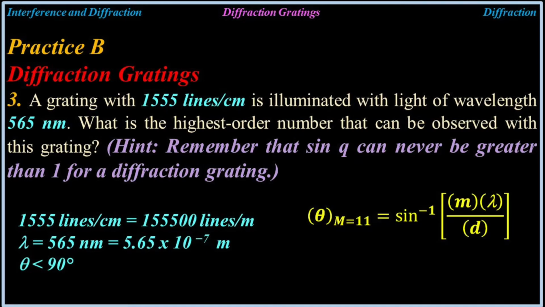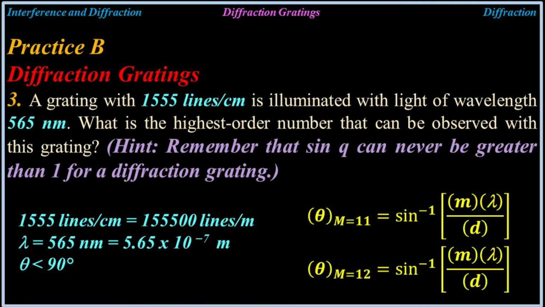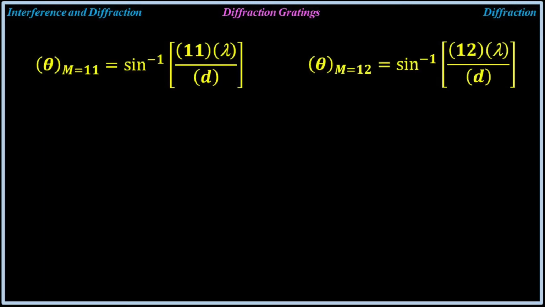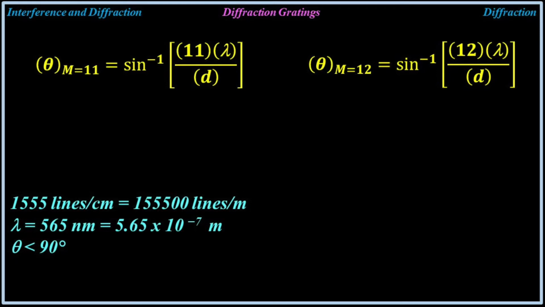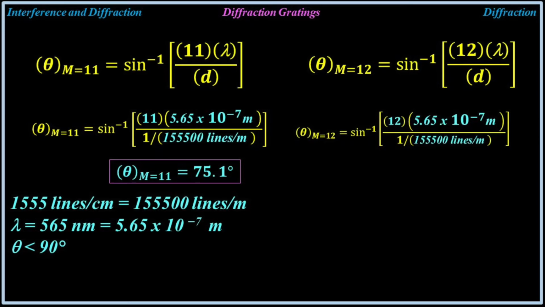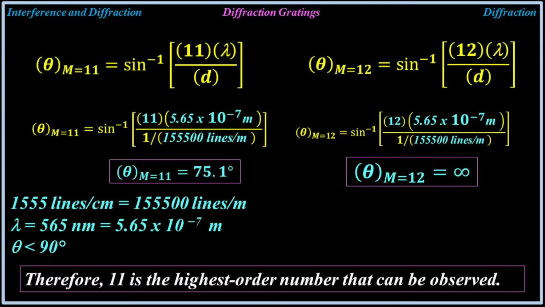And there is the givens. Here's the equation. And that's m equals 11, m equals 12. Plug in the values. 75.1 for m equals 11. And infinity for m equals 12. Therefore, 11 is the highest order number that can be achieved.